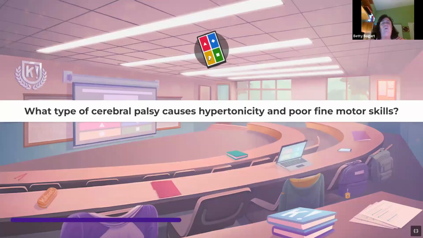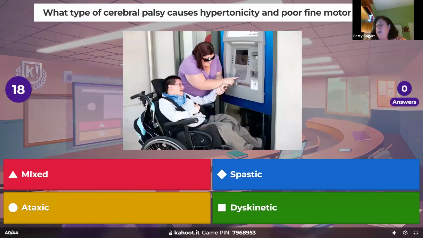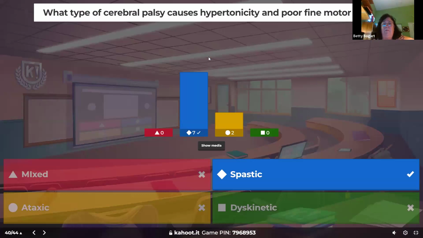What types of cerebral palsy causes hypertonicity and poor fine motor skills? I love this picture. Mom's letting them pull money out of the ATM. I think that's really good. But hypertonicity is spastic. That's the one that they have no control on their muscles and poor posture, poor muscle control. And they can't do things like you saw mom holding that child's hand to push the buttons on the ATM. They don't have control.